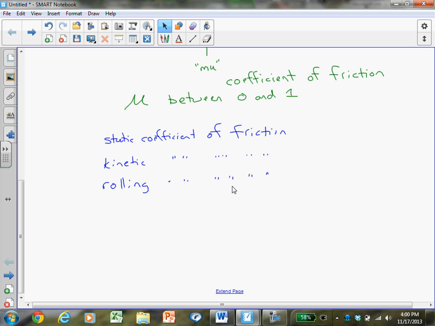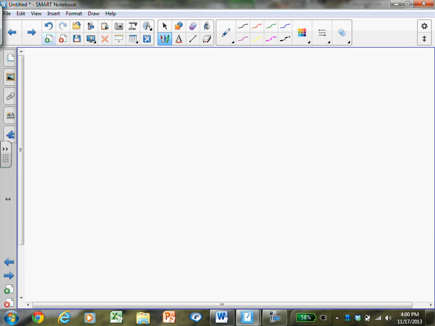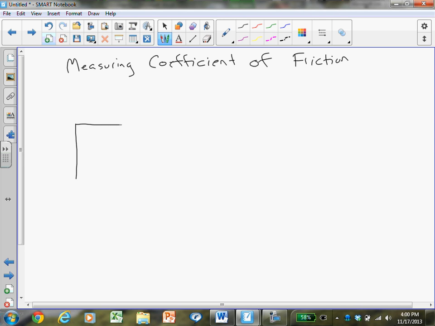So how do we go about measuring coefficients of friction? Well, we'll get some experience in lab. But let's talk about them here. One method is called the hanging mass method. So let's say we had a table, and on that table we have this red block.